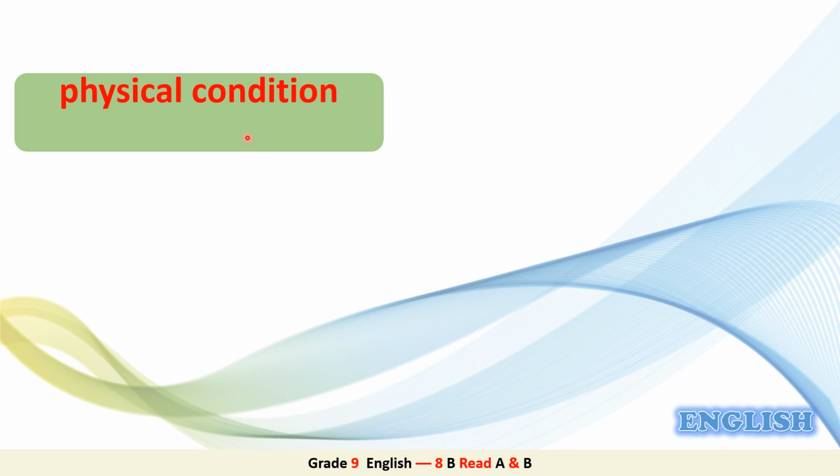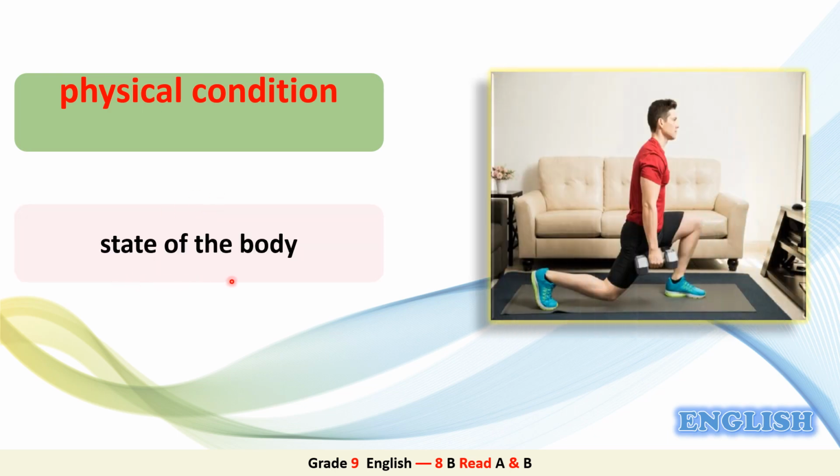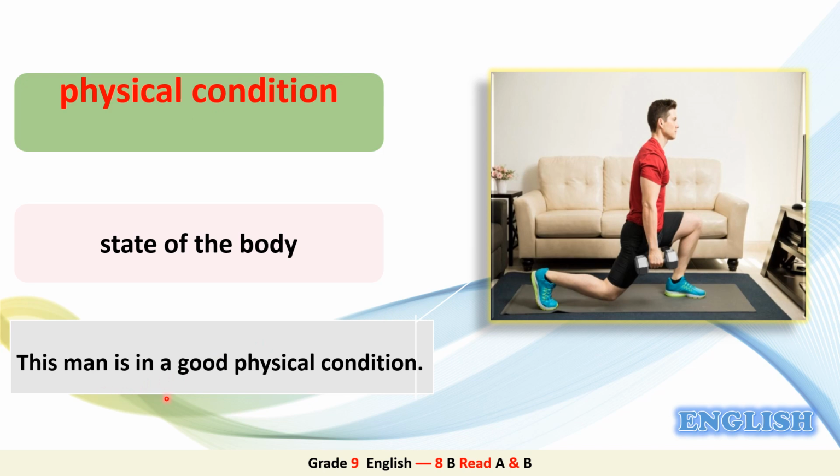And our last word for today is physical condition. Please read it again. Physical condition. Physical condition means state of the body. Look at this picture. He has a good physical condition. He is fit and strong. Now let's read this example. This man is in a good physical condition. Now can you use it in a sentence? Do you have a good physical condition? Tell me, please.